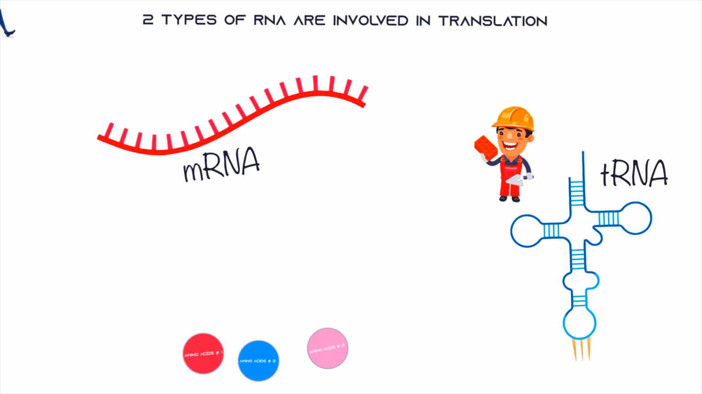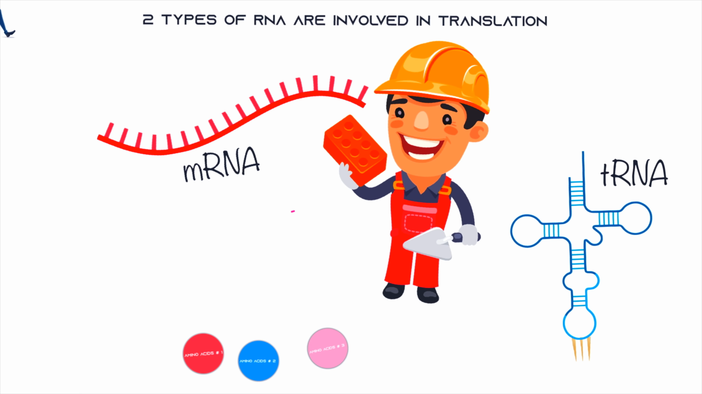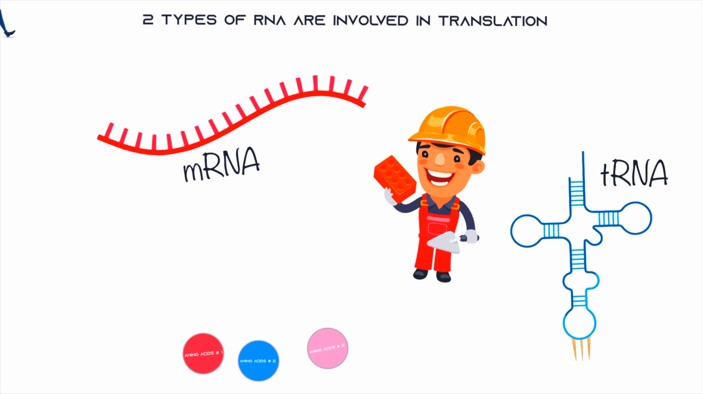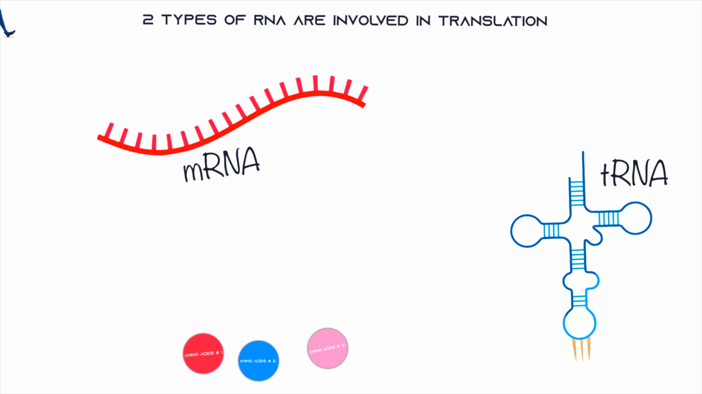Now, I always think of transfer RNA as a builder. Basically, it carries around what we call amino acids. So there's an amino acid always attached to the transfer RNA, I should say. And it basically does what? It basically starts to build the protein or the polypeptide chain.